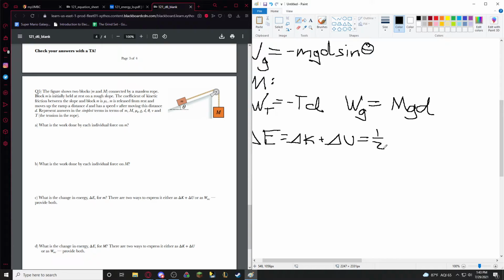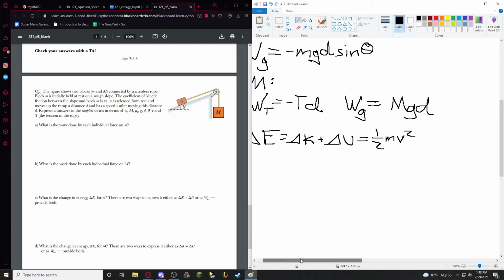Is that the total mass, or is it just the mass of the one, or what is it? That would be just mass little m. Oh, right. This question is just asking for little m. So yeah, you're right. Half mv squared. And so that's the kinetic energy.